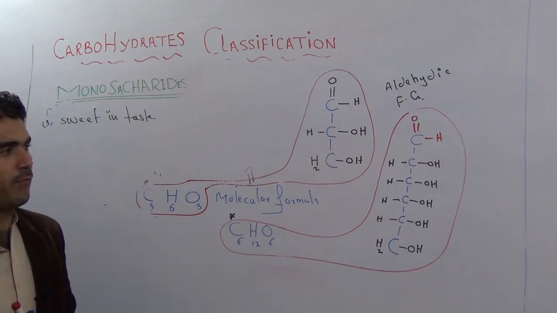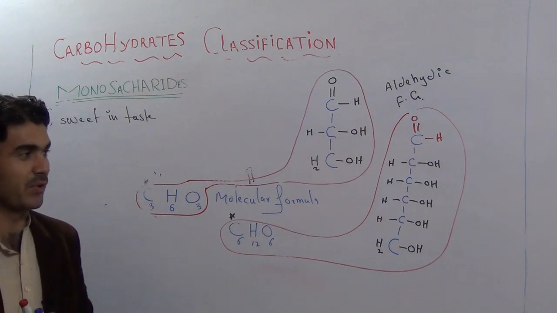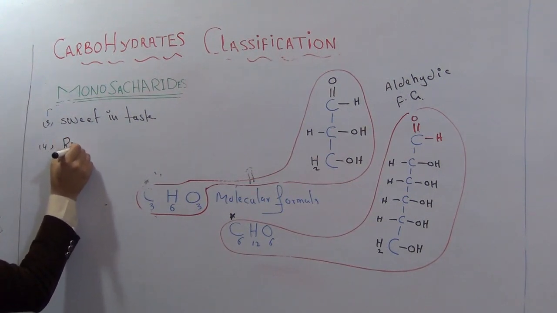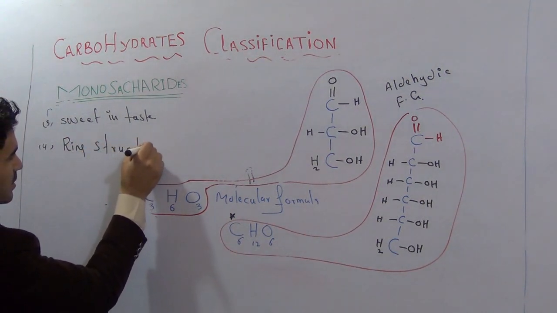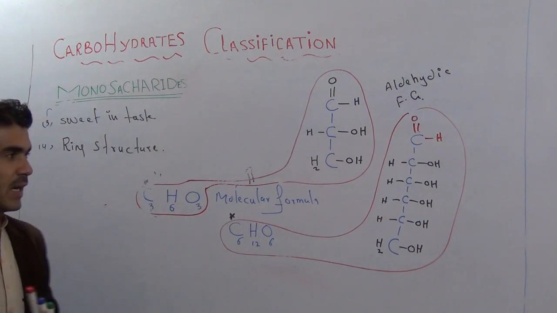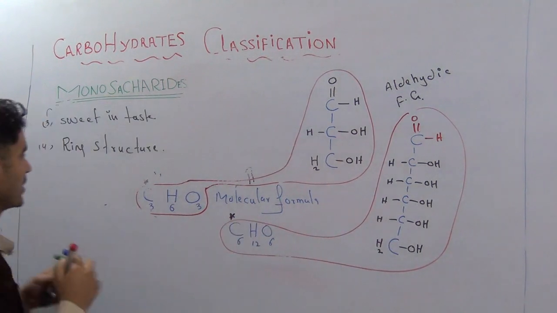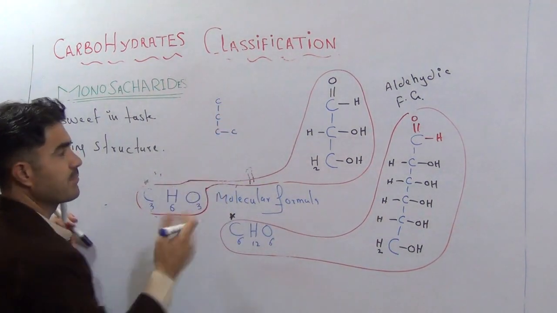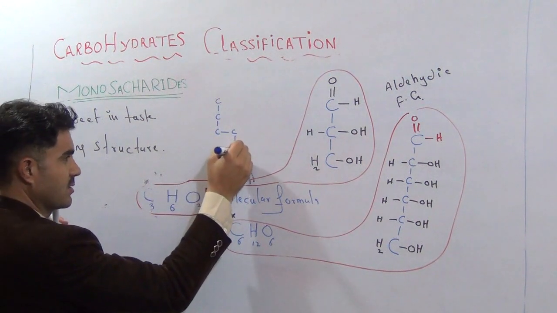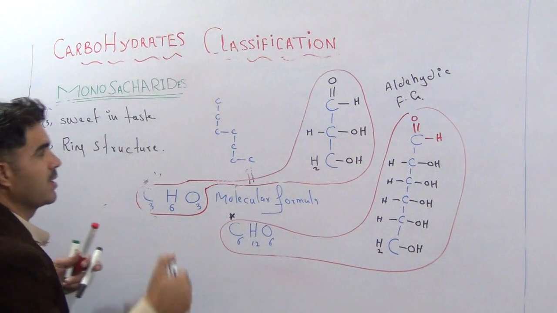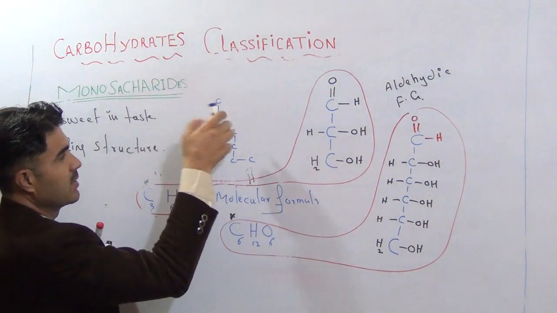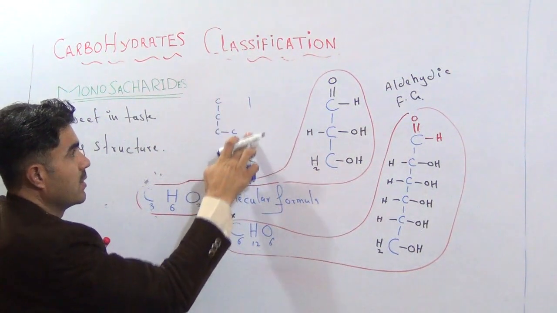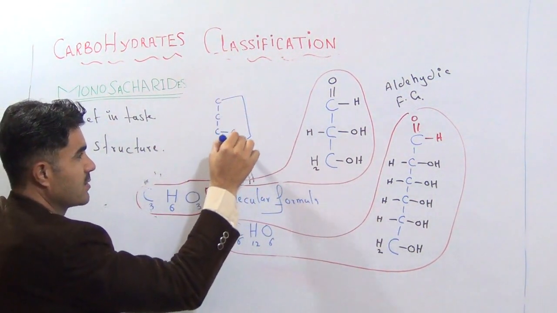And the next one, they form ring structure, right? What does it mean by this ring structure? Ring structure means that monosaccharides, as you can see, are open chain, right? What does it mean by open chain? An open chain is like this, where carbons are attached like this. This is called open chain. You can write it like this. This is also open chain. It's all open chain. But what does it mean by ring? Ring means that the first carbon makes a bond with the last carbon, or the first carbon makes a bond with the second last.